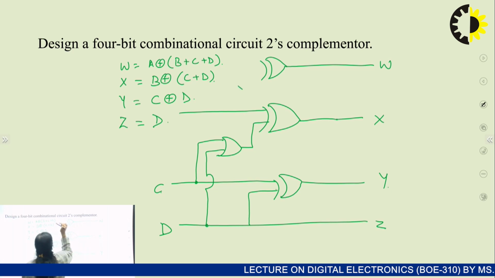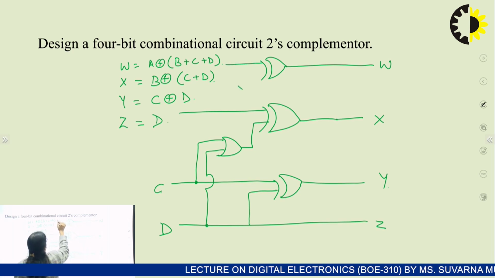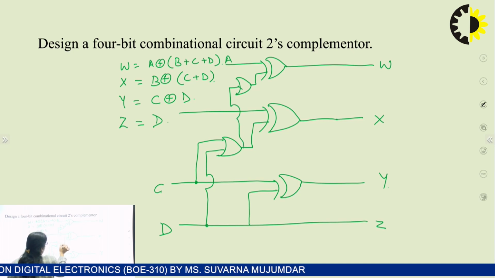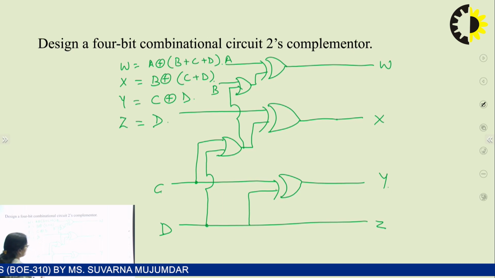Then we have XORing of A and ORing of B. In this way, we will have 2 OR gates and 3 XOR gates, and we will implement this 4-bit complementer circuit.